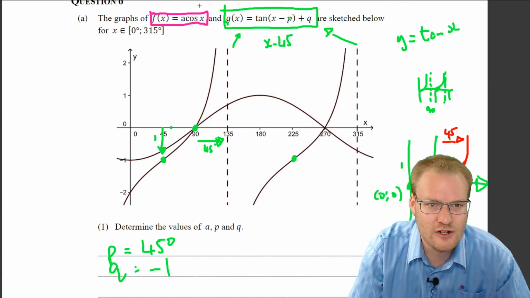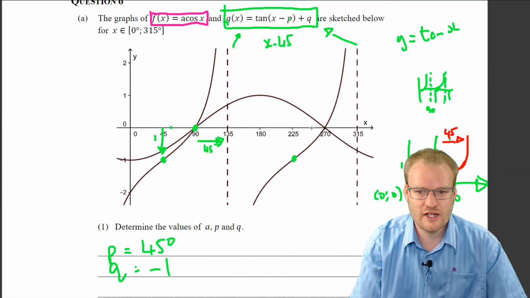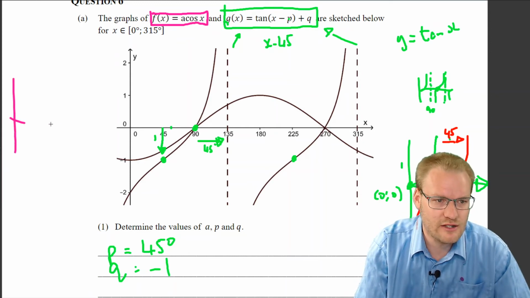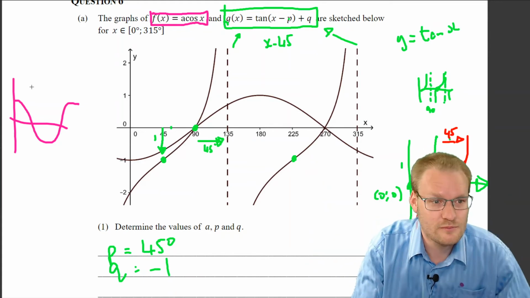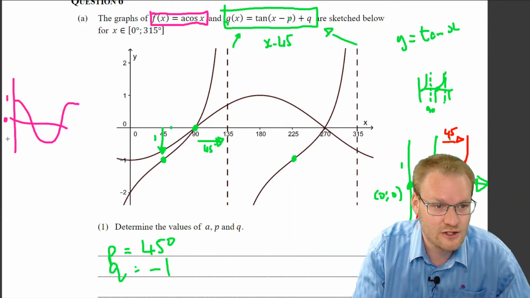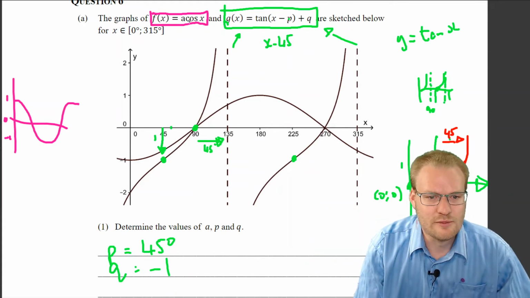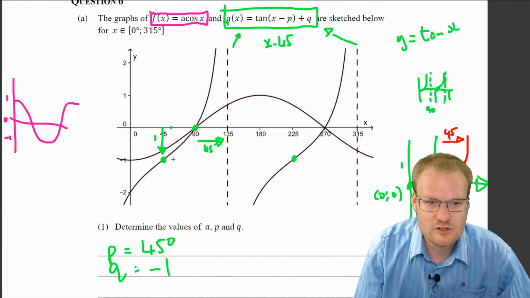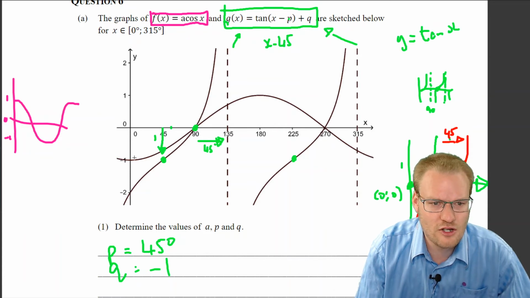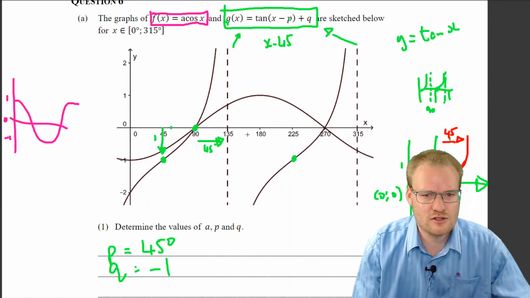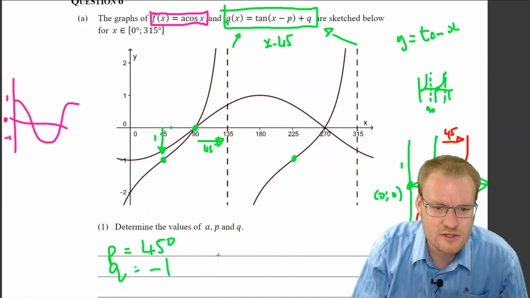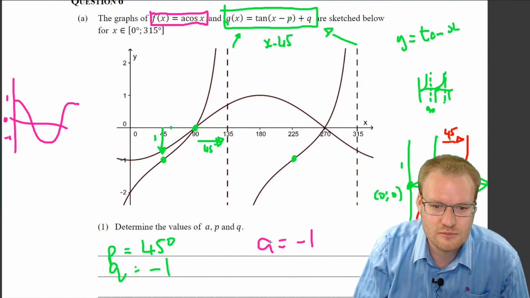Okay, and our A cos x, in other words, we've taken cos x. In our head, we know that cos x goes like that, so it's at 1, 0, -1. It's been stretched out. So let's see. It's still going between -1 and 1, but it looks like it's gone the other way around. So in other words, A must be -1.